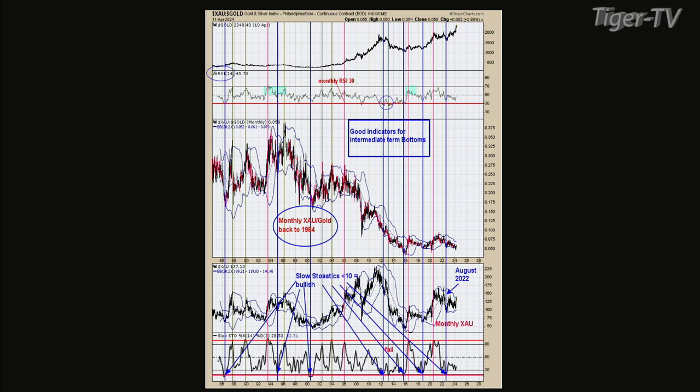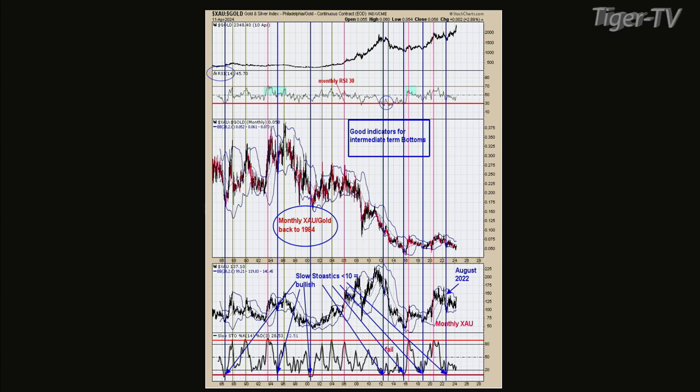It's just starting. If you look at the bottom window, which is the monthly slow stochastics for the XAU gold ratio, you really don't get a top in the market until you get that indicator up around plus 90. And if you go look back to history, this chart goes back to about 1986. They all picked out those highs pretty well going backwards.